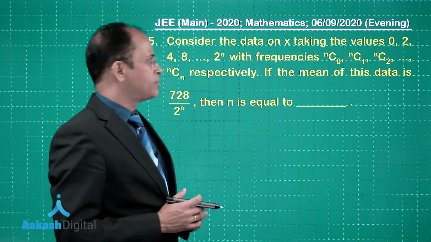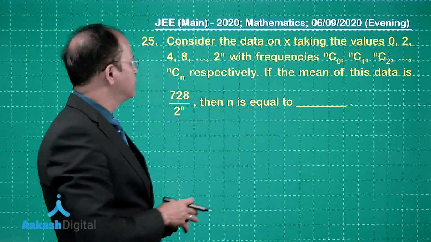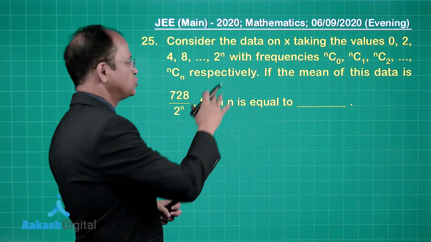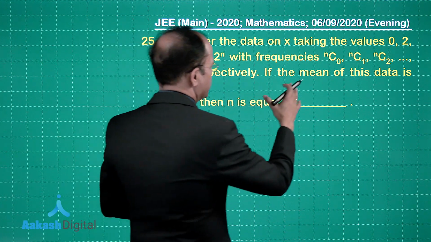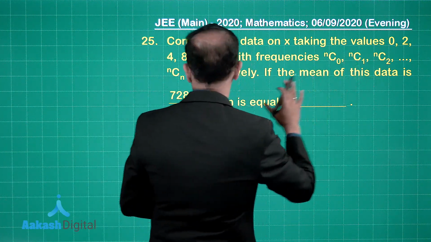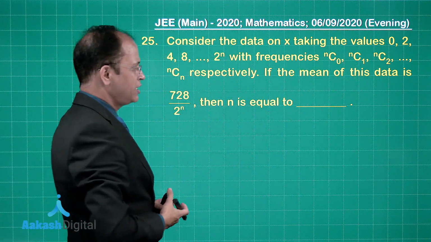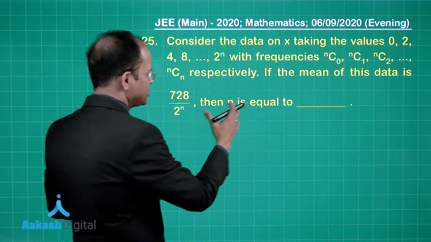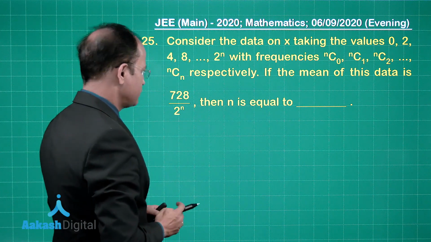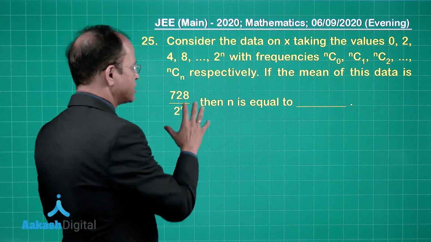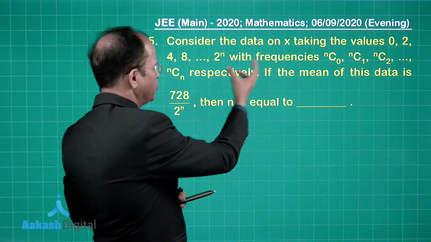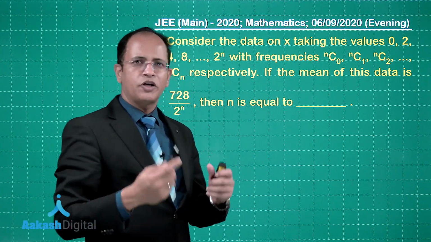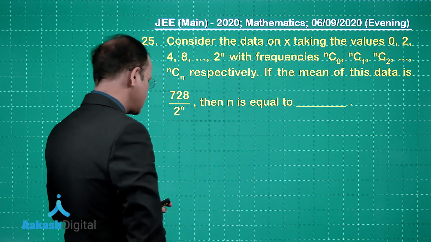Now friends, let's talk about question number 25. Consider the data on x taking the value 0, 2, 4, 8 up to 2 to the power n with frequencies NC0, NC1, NC2 up to NCn respectively. If the mean of this data is 728 upon 2 to the power n, then n is equal to what? So you can see here, it is a problem which is based in statistics as well as a bit of combination is also there, and maybe we'll be using binomial theorem also. So how we'll be using it? Let's have a look at it.